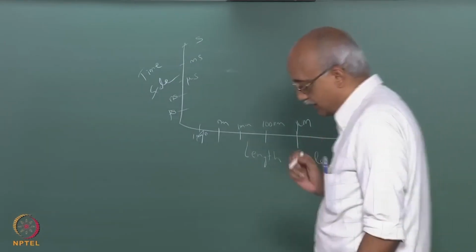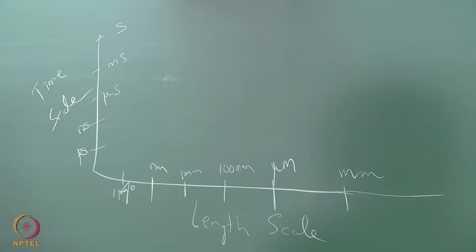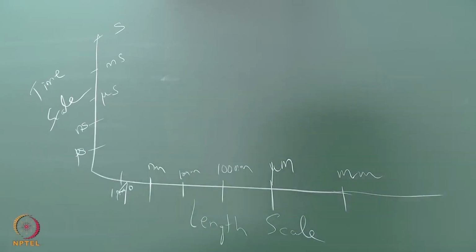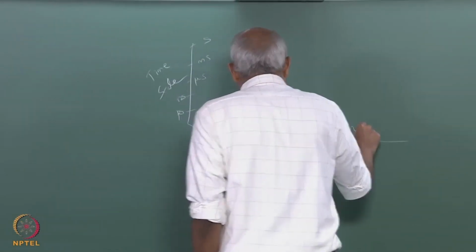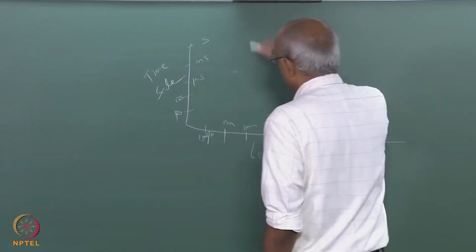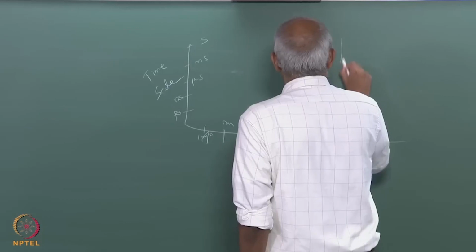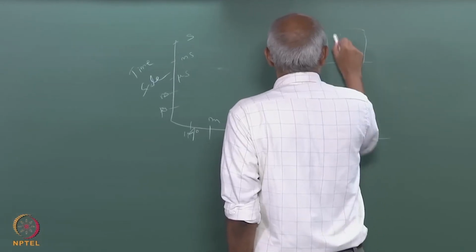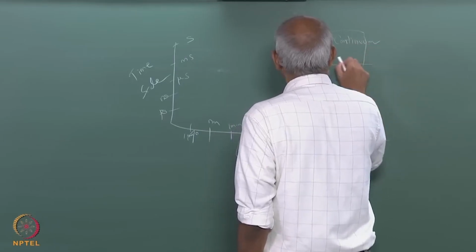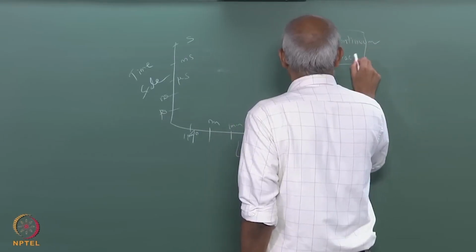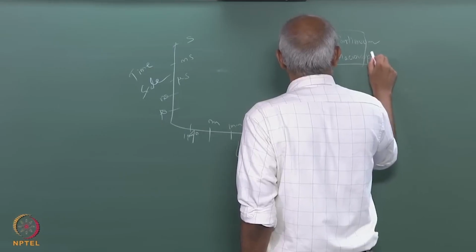So, when you look at a CVD system for making nanomaterials, you can actually subdivide it into 4 regions. The region that is characterized by the longest length scales and the longest time scales is the continuum regime or the macroscopic regime.